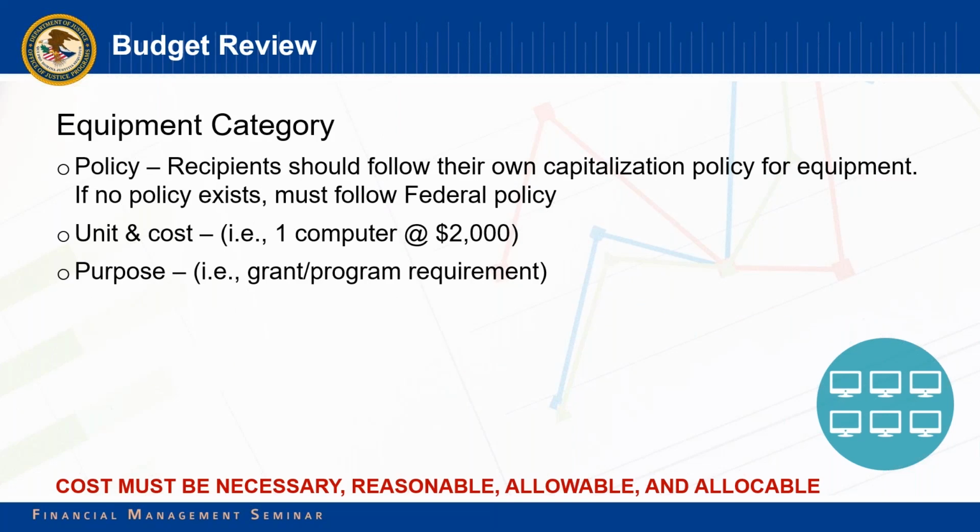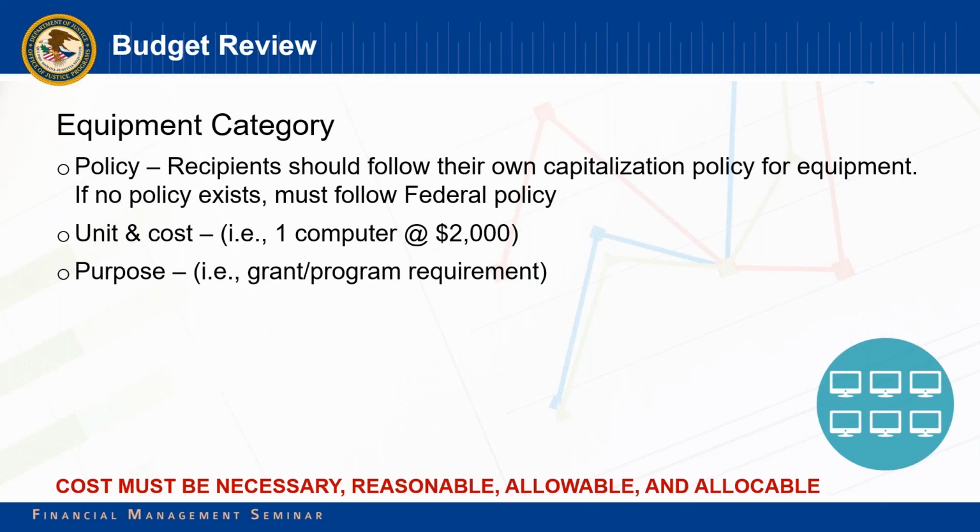Equipment. This is another category where you would need to know your organization's policy for equipment. Basically, you would need to know what your organization's policy is for capitalizing equipment. As always, if no policy exists, you must follow the federal policy. The federal policy for capitalizing equipment is a fair market value of $5,000 or more with a useful life of more than 1 year. So please let us know if you're budgeting anything in this category. Please let us know what policy you are following.